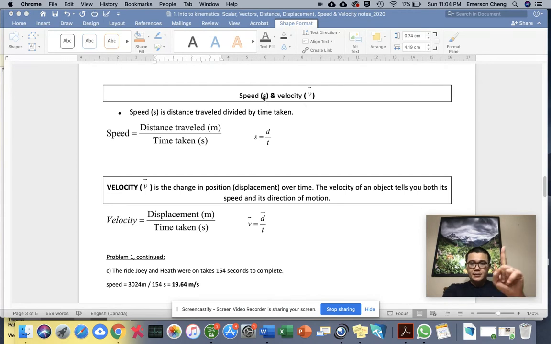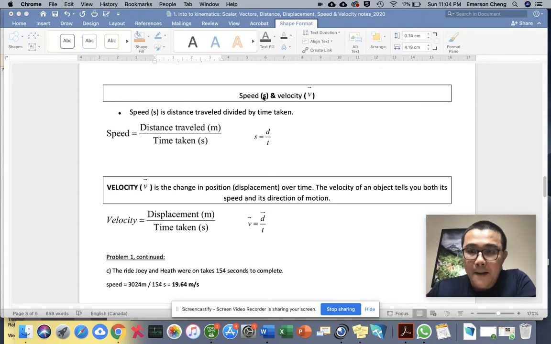Keep in mind these two are very different symbols, and you always must keep the case, upper or lower case, the same. This is one of those few cases where speed is a lowercase s, and velocity is a lowercase v with that symbol on top. Both of them have the same unit, meters per second.